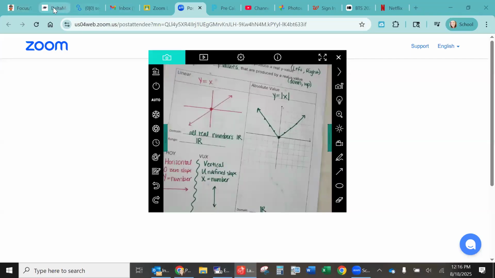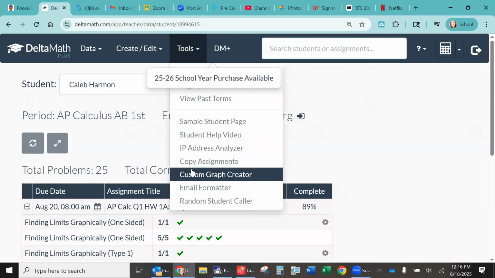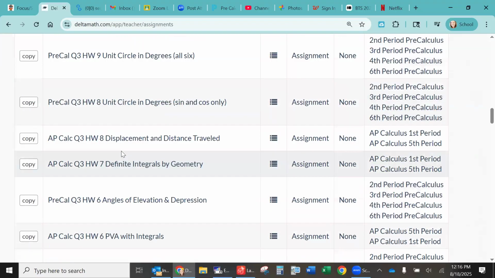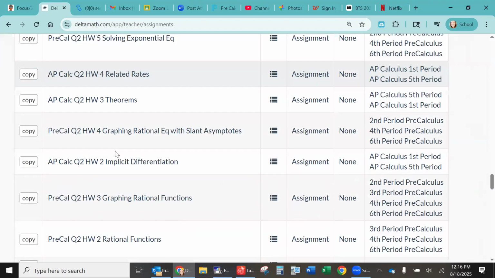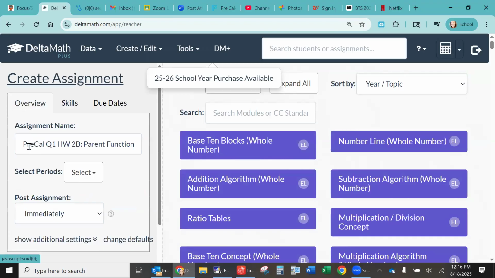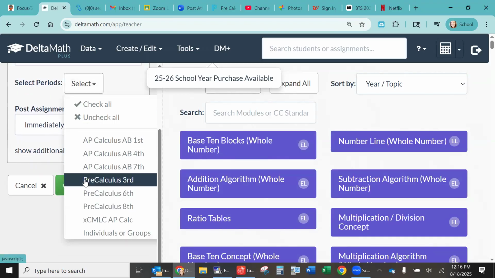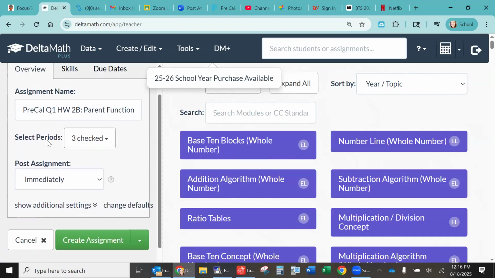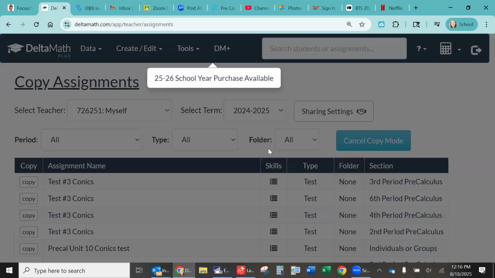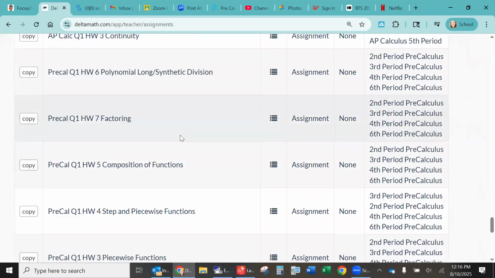So you're going into Delta Math and you're looking for homework 2B. Which you probably can't see yet, so I'll unhide it right now. All right, you should be able to see it now.